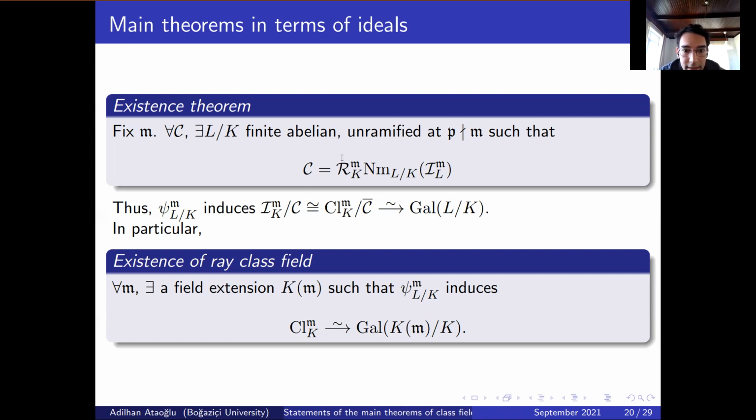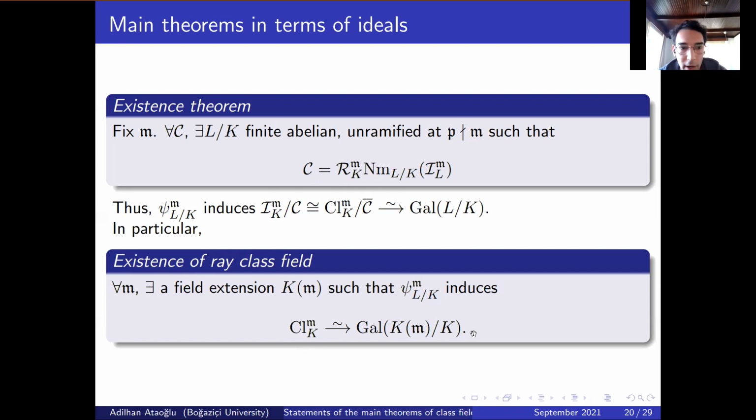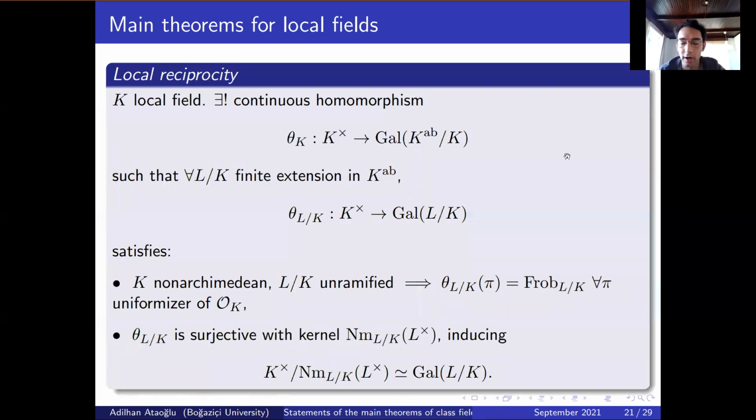In particular, if C is equal to R_M^K, then we have an extension such that the Artin map induces an isomorphism between the ray class group and the Galois group of this extension. Such fields are called ray class fields. Now we have stated the theorems for global fields in terms of ideals.